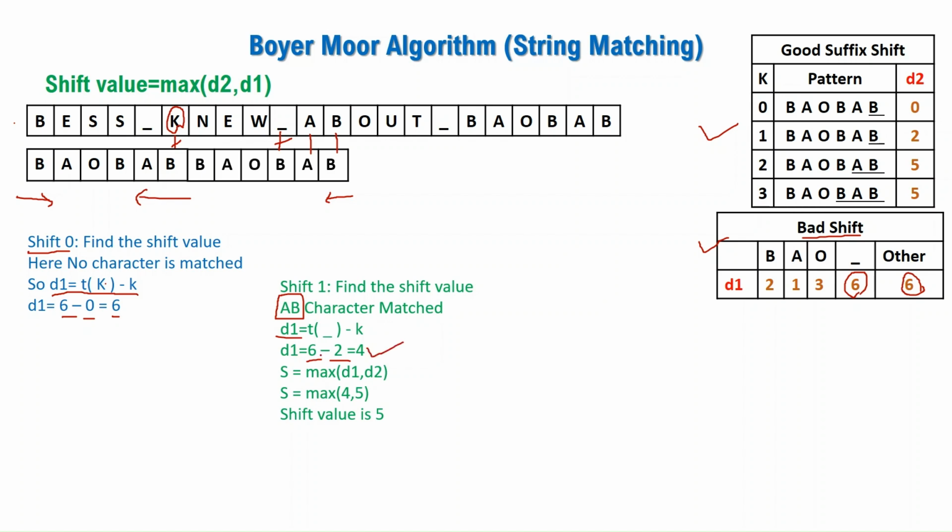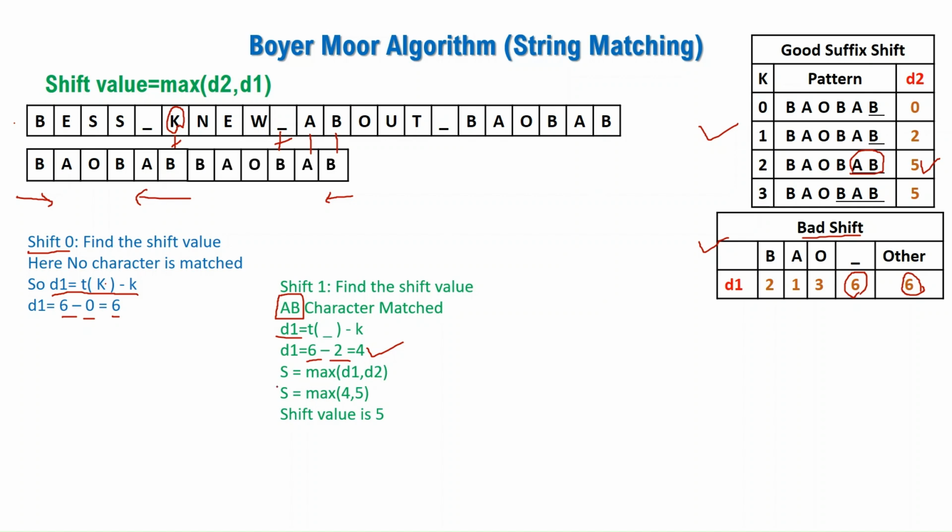Now we found D1. See, in previous cases, no character matched happened. Directly you took the D1 value and shifted your pattern towards the right side by 6 times. But here, two characters are matched. So if two characters matched, you're supposed to consider the D2 value as well. What is the value of D2? If two characters matched, the D2 value is 5. This is very, very important.